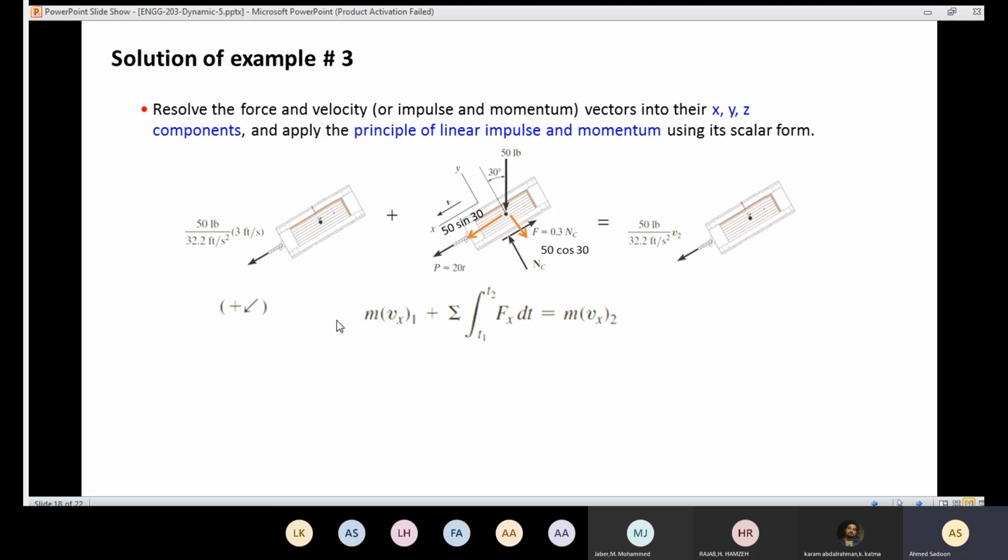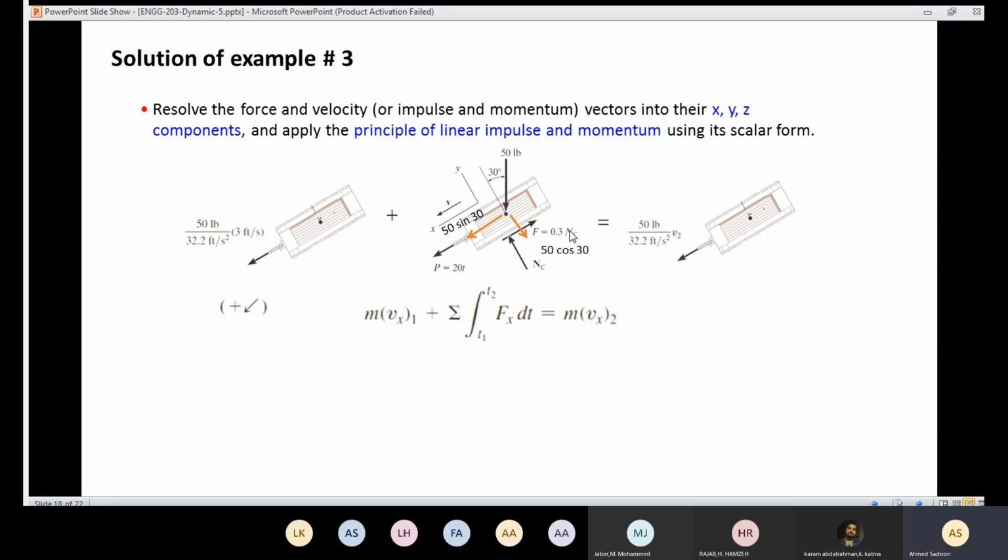So now the value of m is here. The value of the initial velocity is here. Then I need the summation of the integral of Fx dt. In x, I have the applied force, which depends on the time, so I need to integrate this. Also, I'm going to have 50 sine 30. Since this value is constant, I'm going to directly multiply it by the time interval.